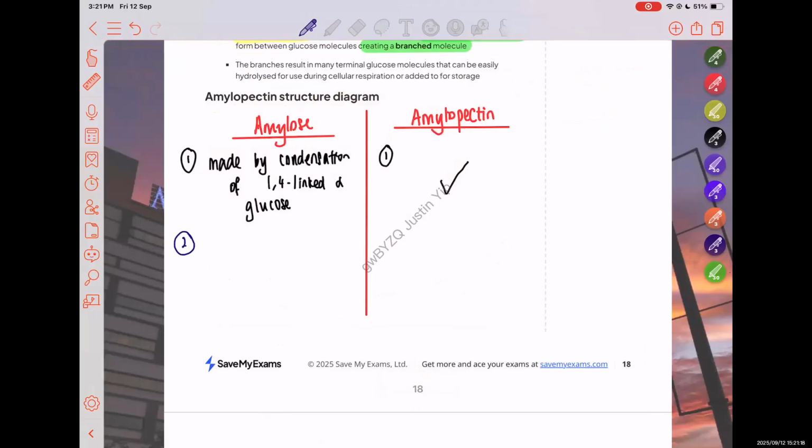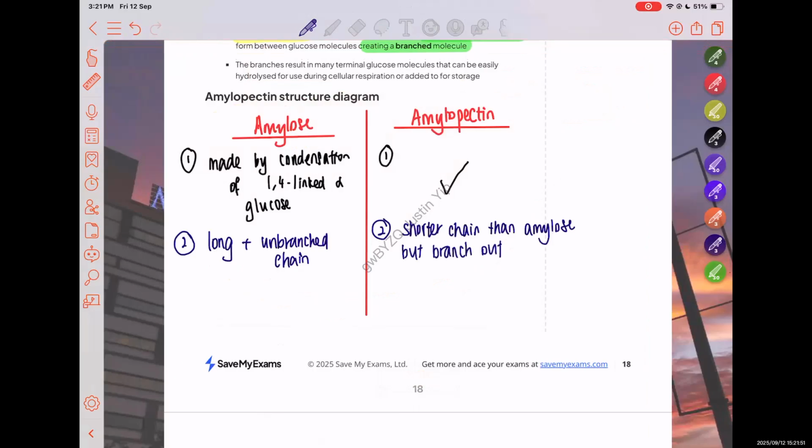For the second point, amylose has a long and unbranched chain, while amylopectin has a shorter chain than amylose, but it branches out.